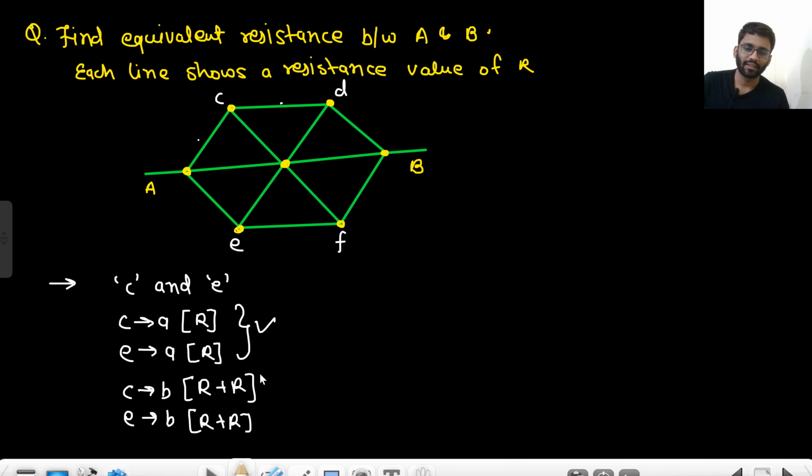They are taking the same path, so this is also matched. That means C and E are equipotential. Okay. Now talk about D and F.